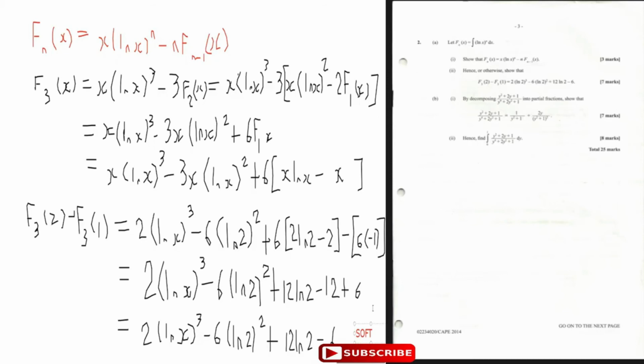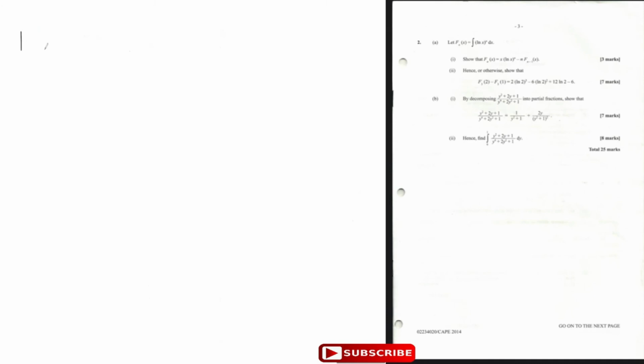Part B is partial fraction, and in doing this partial fraction in part B, we have y squared plus 2y plus 1, and that's being divided by y to the 4 plus 2y squared plus 1. That's the question that we have.